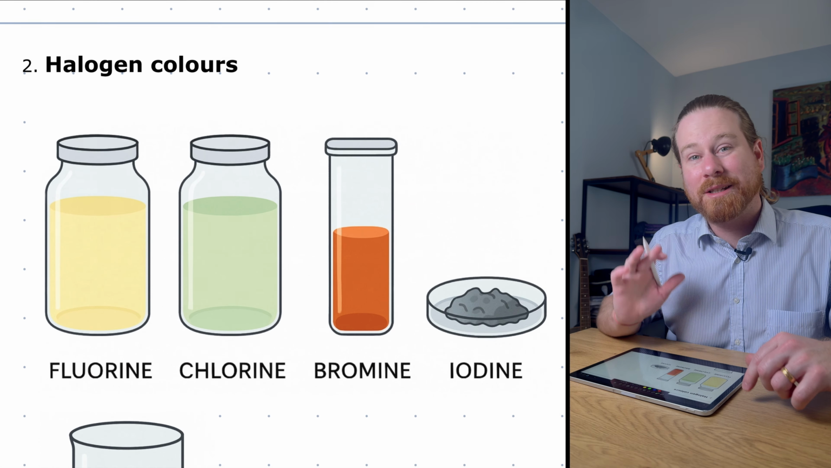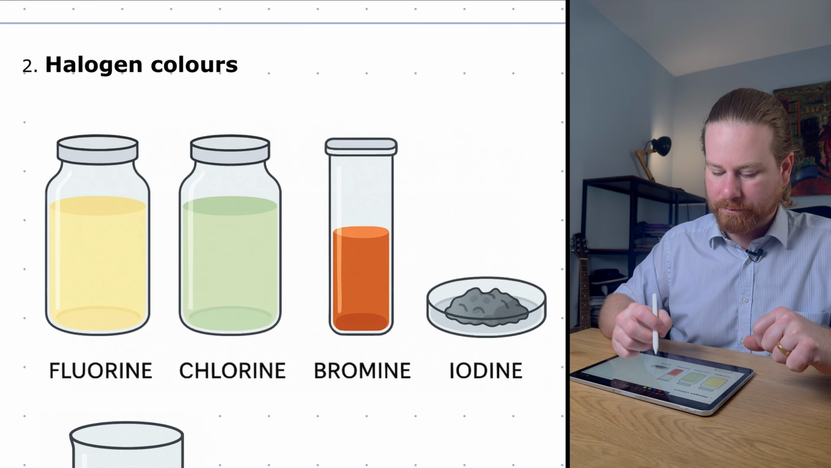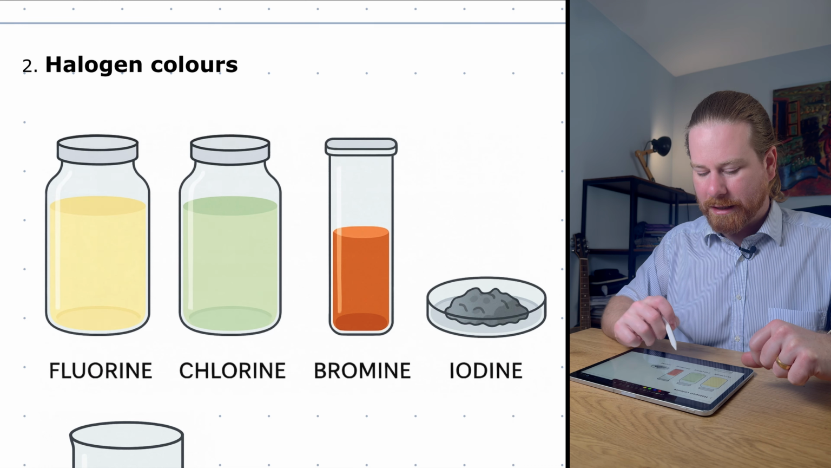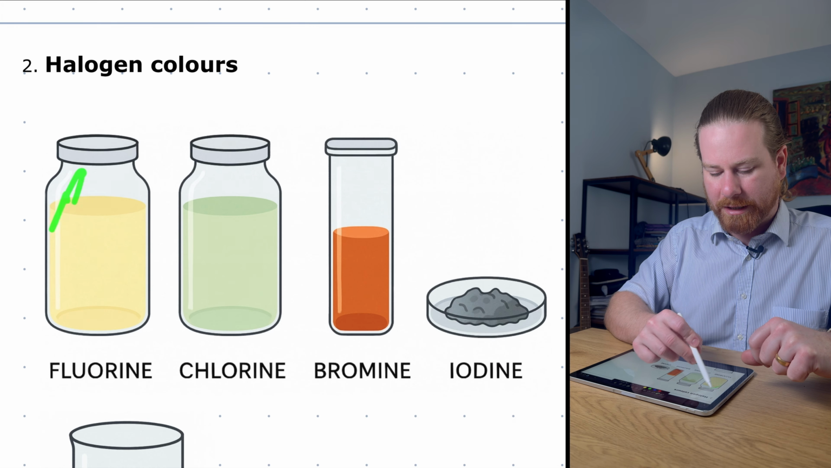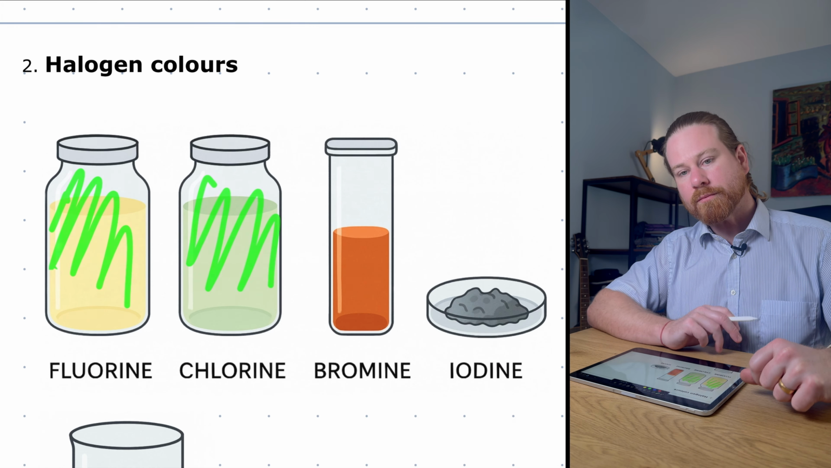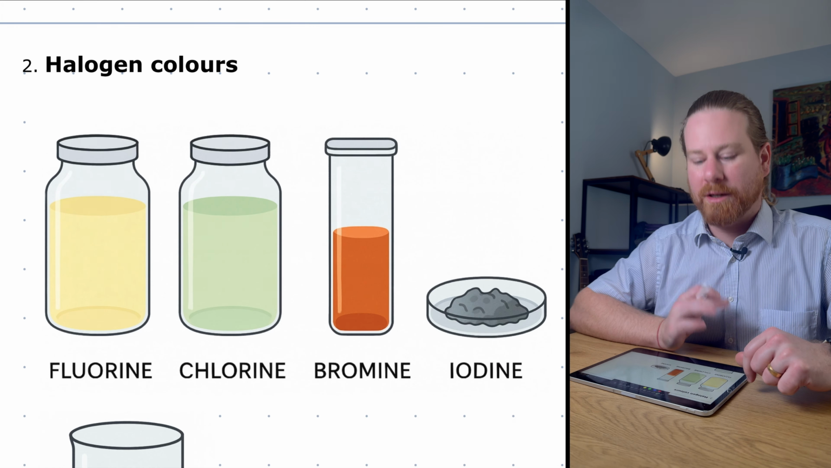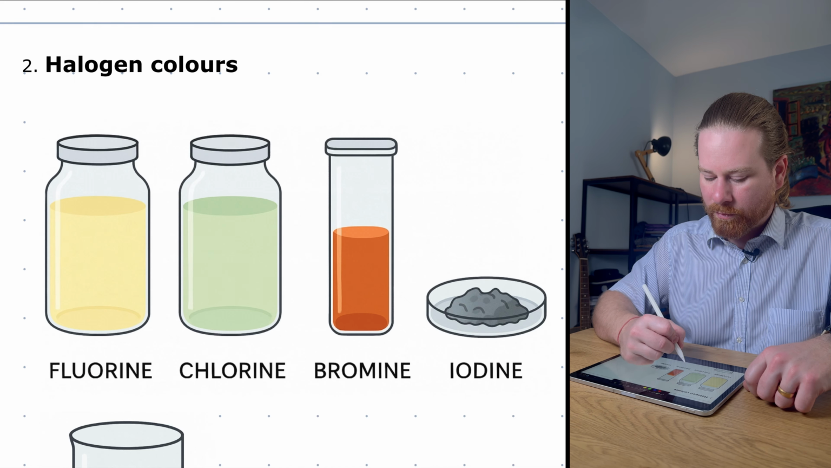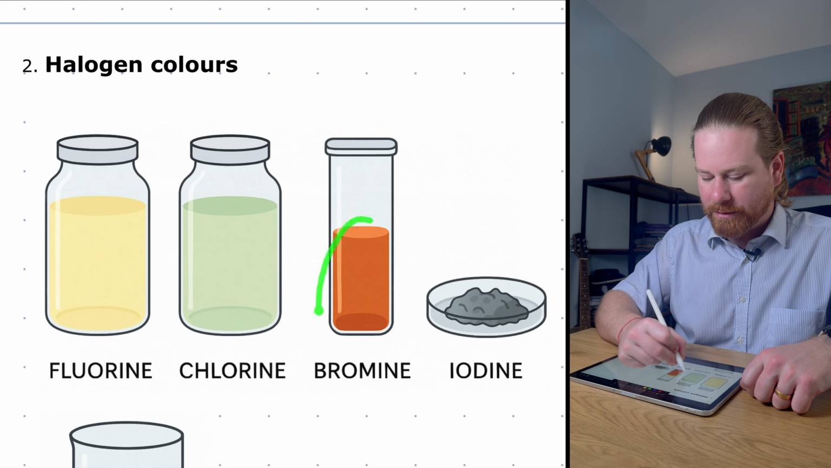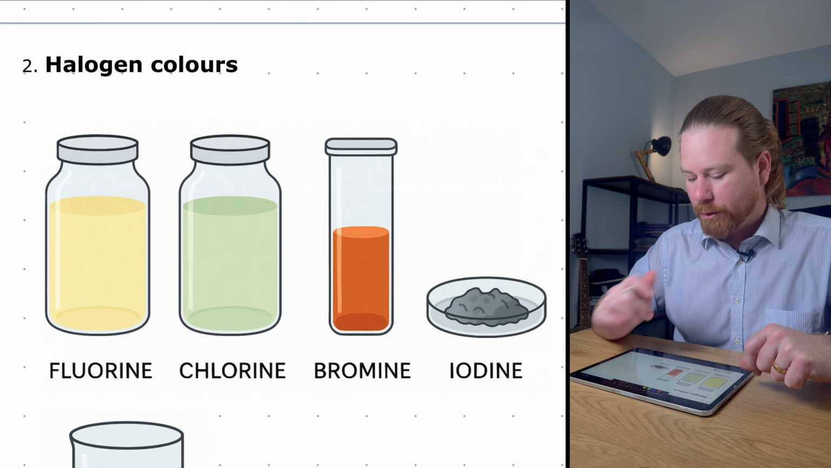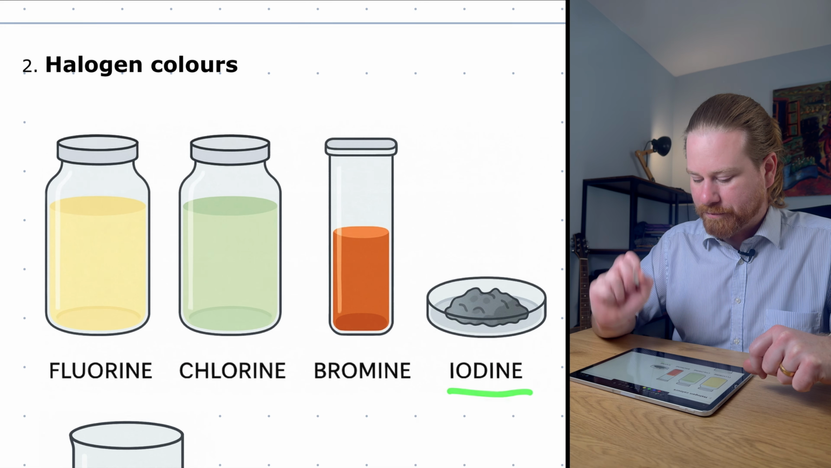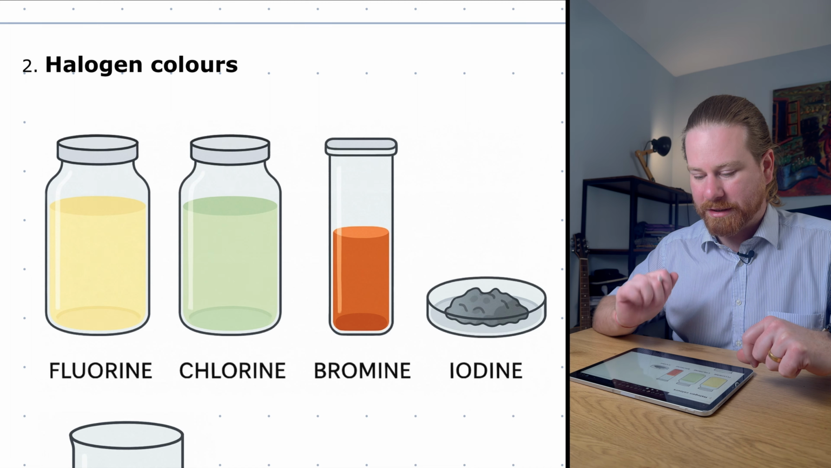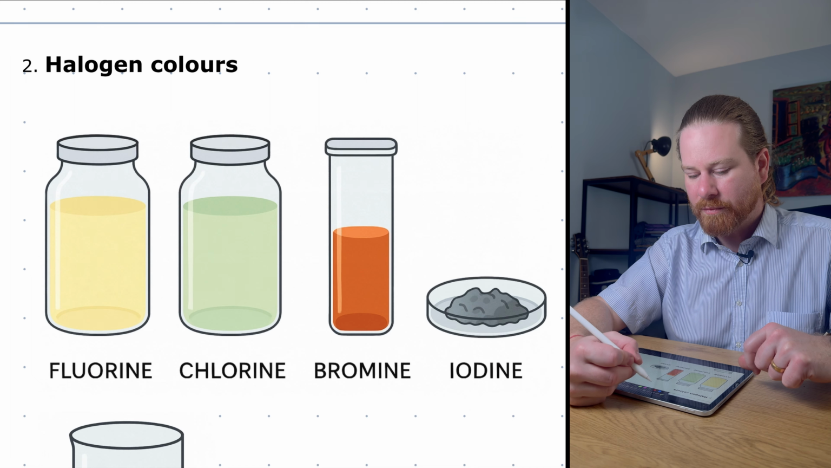Fluorine is a pale yellow gas. And again, this is a lovely AI image. It didn't quite get the gas right, but we can imagine that this is a gas. Fluorine is a pale yellow gas, chlorine is a pale green gas, bromine is this lovely orangey brown liquid, and iodine is a grey solid. This is at room temperature.